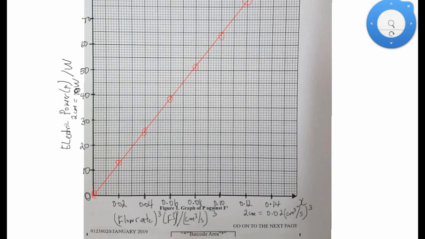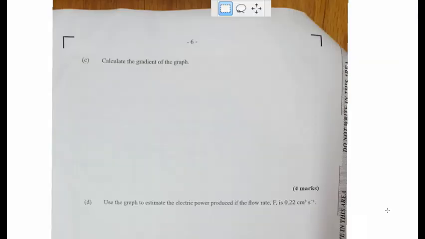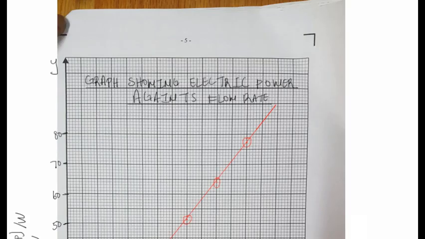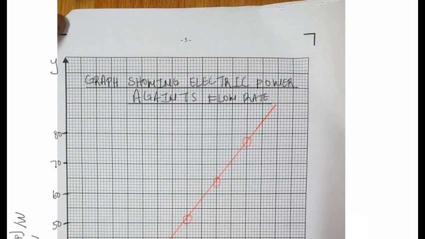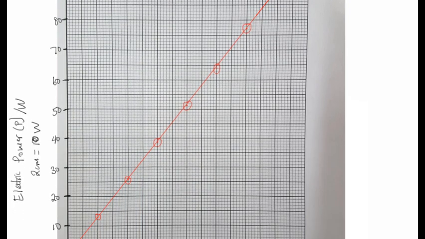So let's find out what else the question wants us to do. Okay, so we're continuing with our question, and this part of the question wants us to calculate the gradient of the graph, which we just plotted a short while ago. So let's revisit that graph. Right, this is our graph here. Right, and we are required to find the gradient.